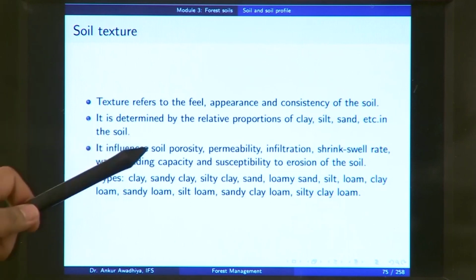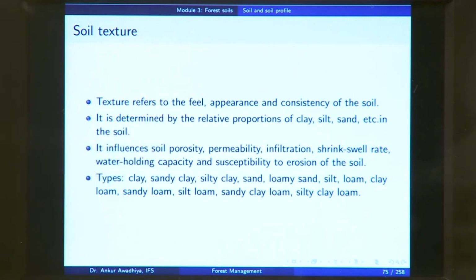Now, soil texture influences soil porosity. So, porosity is the amount of pores that you have in this soil. So, suppose you consider a soil that is made up of coarser particles, and consider another soil that is made up of finer particles. So, now if you look at this soil, the amount of pores are much greater than the amount of pores that are there in this soil. So, texture influences the soil porosity.